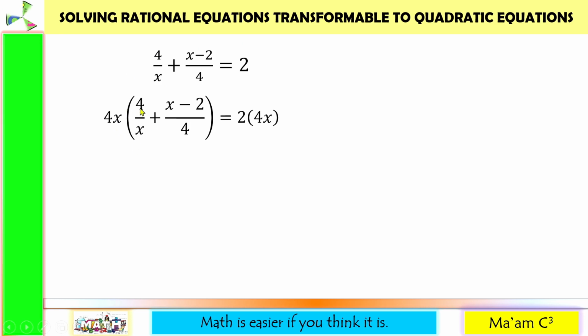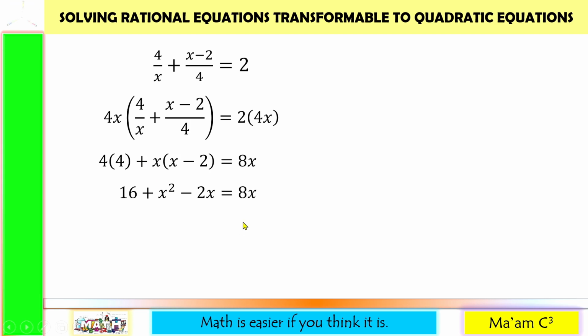So we have 4 times 4. Copy plus. Distribute 4x on the second term. 4 will cancel out. So we have x times x minus 2. 2 times 4x is 8x. 4 times 4 is 16. x times x is x squared. Positive x times negative 2 is negative 2x. Copy equals 8x. Let us move everything on one side and rearrange.